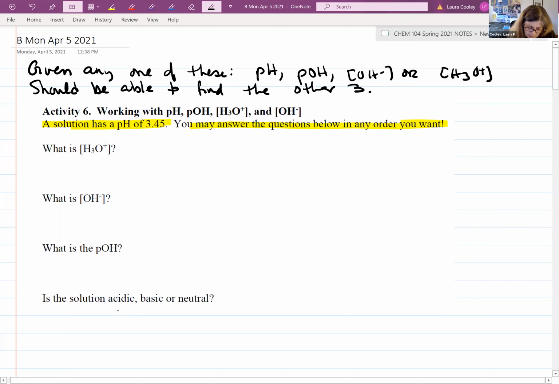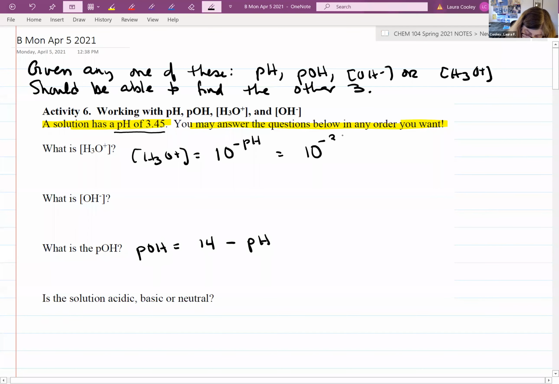So if the pH is 3.45, what's the H3O plus concentration? It's 10 to the minus pH. So we could do that. Or I could do the pOH is going to be 14 minus the pH because the sum is 14. So if I did 10 to the negative 3.45, that comes out to 3.5 times 10 to the minus 4 molar.